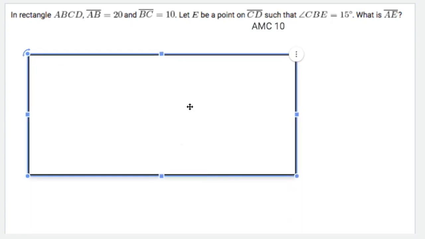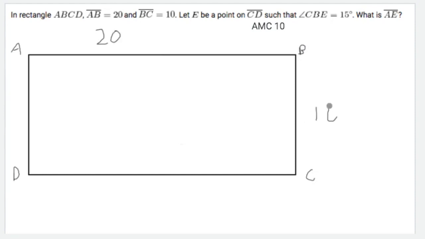Okay, boom, we have a rectangle there. And now let's label the sides. We know this is A, B, C, and D. And now let's draw out what's given in order. We know AB is 20 and BC is 10. Now E is on CD such that angle CBE is 15 degrees. So I'm just going to plot it out over here. Pretend this is E.